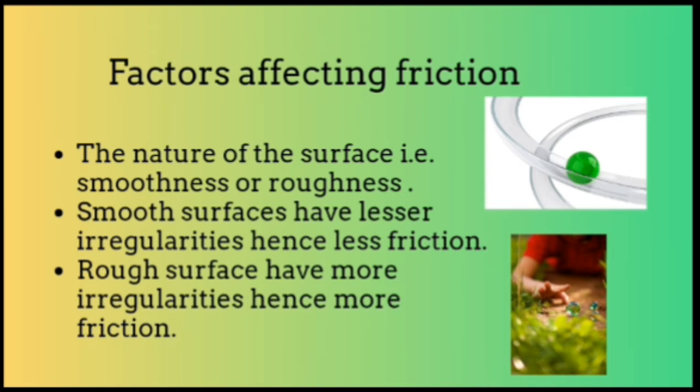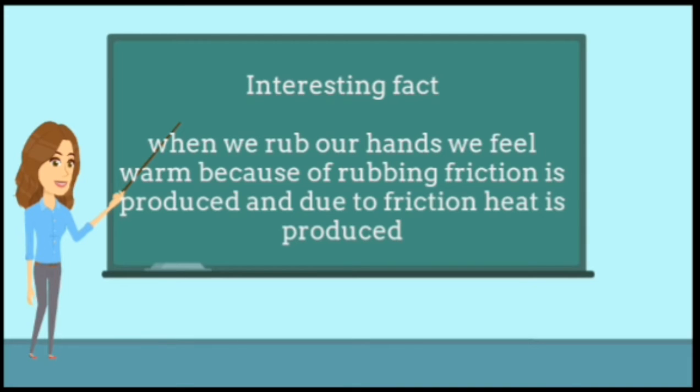Now let's see the factors affecting friction. The main factor which affects friction is the nature of the surface, that is, how hard or how smooth the surface is. If the surface is smooth, it has fewer irregularities, hence less friction. If the surface is rough, it has more irregularities, hence more friction. For example, a marble. Interesting fact: when we rub our hands, we feel warm, because rubbing produces friction, and due to friction, heat is produced.